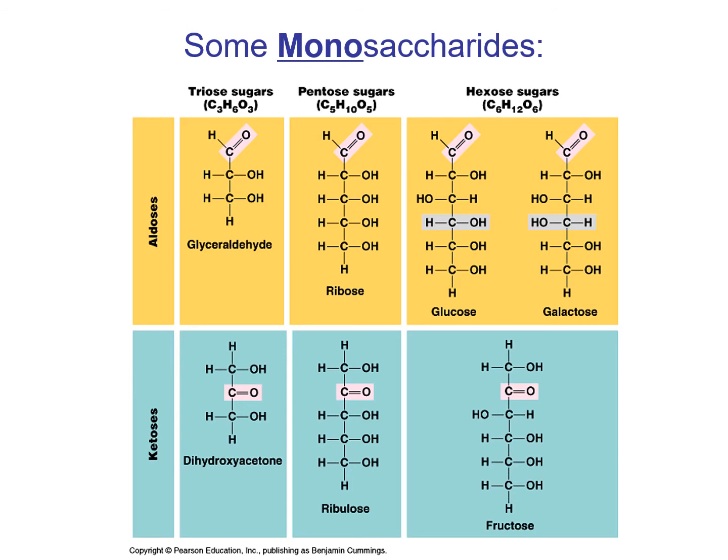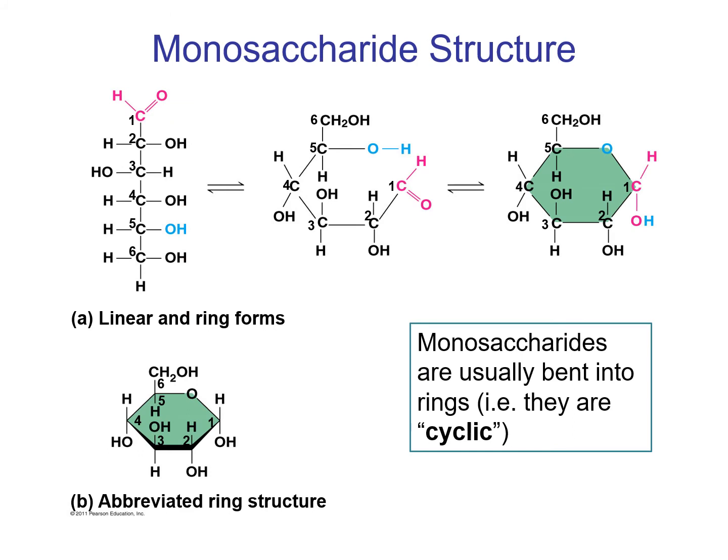So we have fructose, which you've no doubt heard of, high fructose corn syrup, for instance. So corn extracts contain a lot of fructose. And it's similar to other hexose sugars, except it has this ketone group in there as well. So monosaccharides can exist in a straight or linear form, but generally they're bent into a ring.